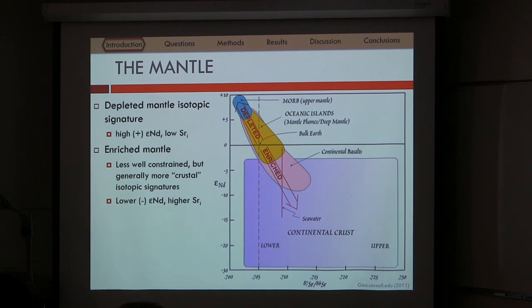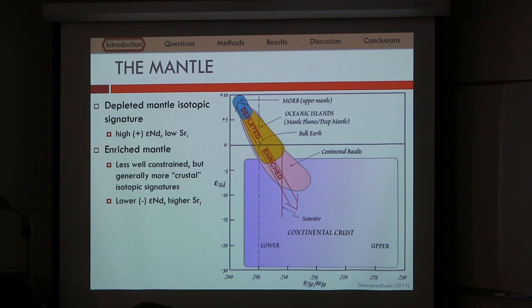And so enriched mantle is not super well constrained. What they use enriched mantle to explain is anything outside of depleted mantle values, but is still mantle. So these tend to lead into more crustal values. Here's your crustal reservoir, this big purple rectangle. The crust has generally high initial strontium and much lower epsilon neodymium values. So enriched mantle lies somewhere on its way between depleted mantle and continental crust, or right in this zone of continental crust isotopic values. Again, these are usually lower to negative epsilon neodymium and a little bit higher on the initial strontium.